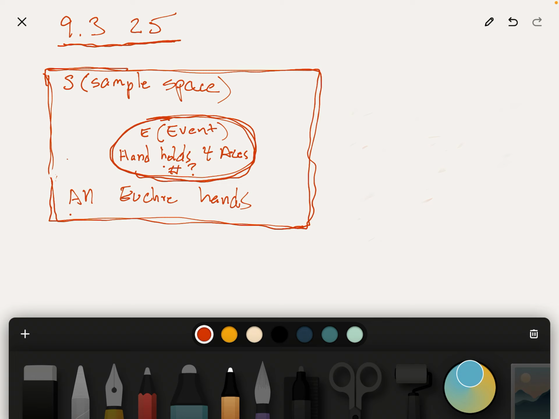Each suit contains the cards ace, king, queen, jack, 10, and 9. And the event that we're interested in here is a hand that holds 4 aces. That's our event. But there are a number of different ways to achieve that event, a number of different scenarios. We want to find the number of possible ways to achieve that event. We don't know that yet. It's a question mark.